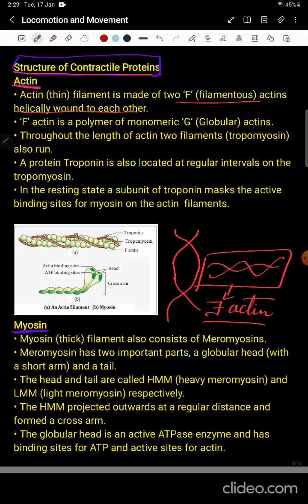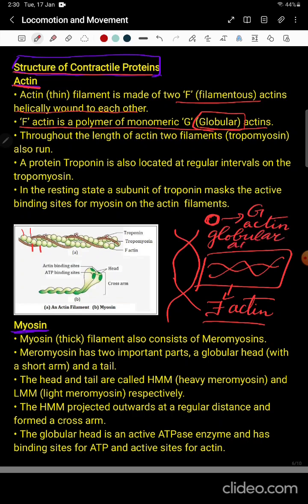Understood now? Now, without confusing, we are going to read out the next point. The F actin is a polymer of monomeric G actin. That means all these beads: this is one bead, second bead, third bead, fourth bead. Just as when more than 3 amino acids join together to form a protein, likewise all these beads. Now what are these beads? These beads are nothing but globular actin. One bead present in this filament is known as G actin or globular actin.